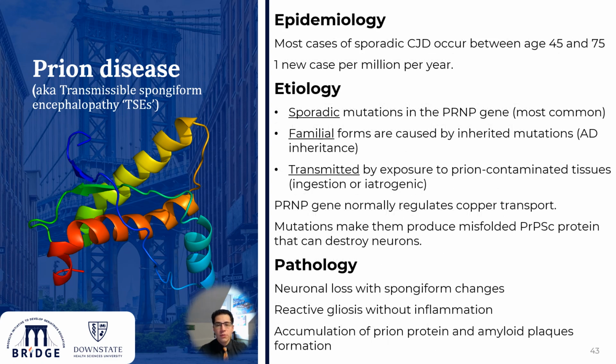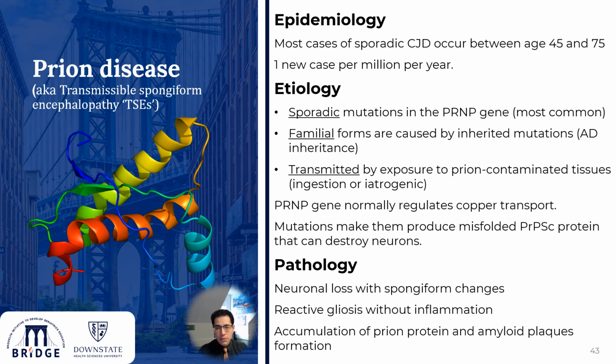Most cases of sporadic Creutzfeldt-Jakob disease occur between the ages of 45 and 75, around 1 new case per million per year, so it's quite rare. The etiology depends on the type. It could be sporadic, due to mutations in the PRNP gene, which normally regulates copper transportation within the cell. When it's mutated, it produces toxic proteins that start destroying neurons. The familial forms are caused by inherited mutations, and there is a transmitted form due to exposure to prion-contaminated tissue, either through ingestion or iatrogenic.